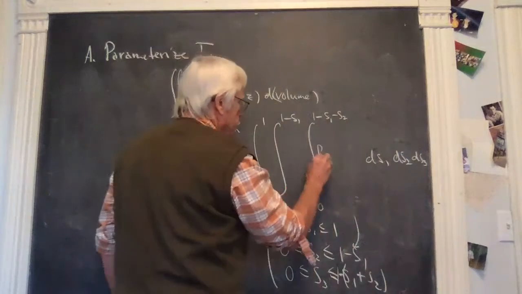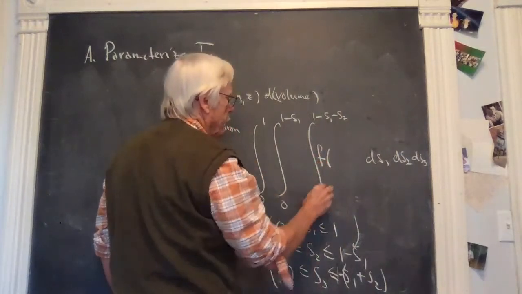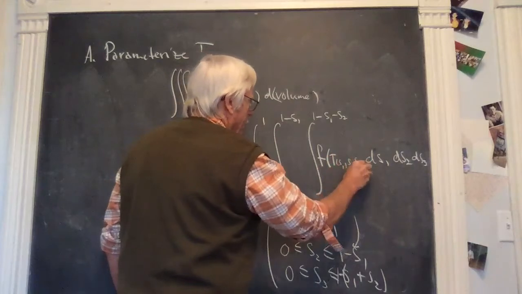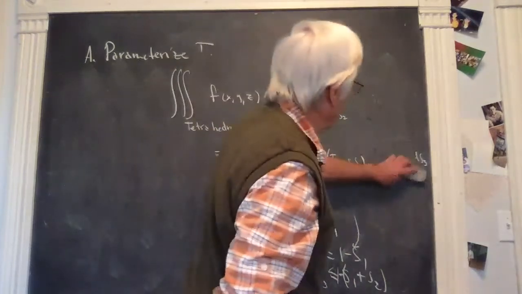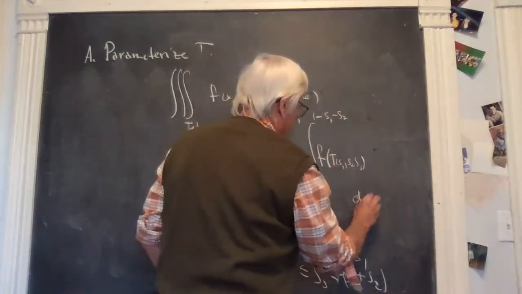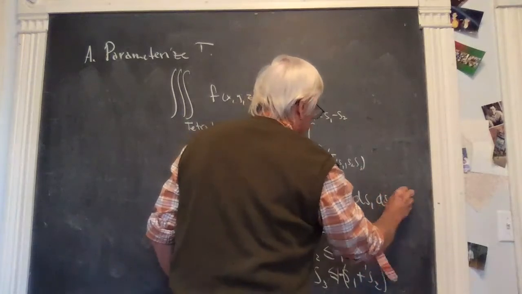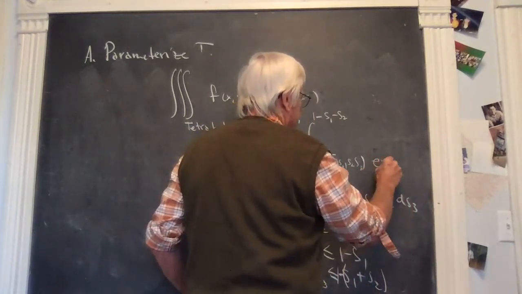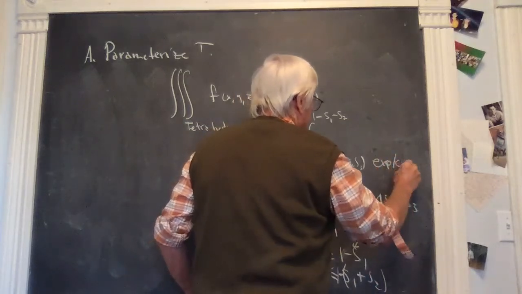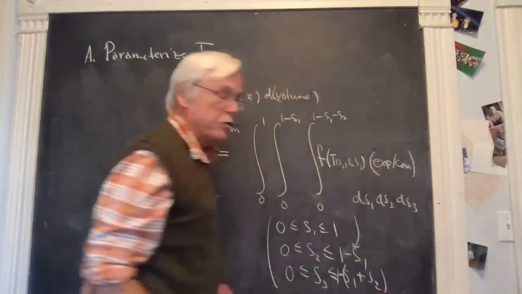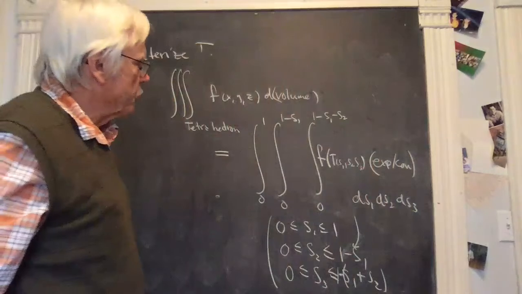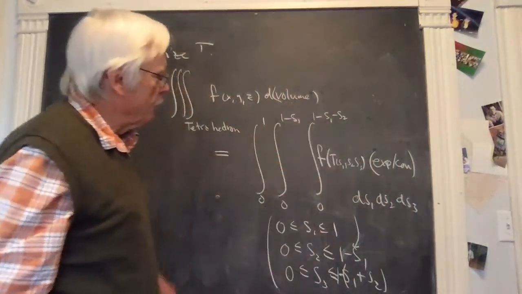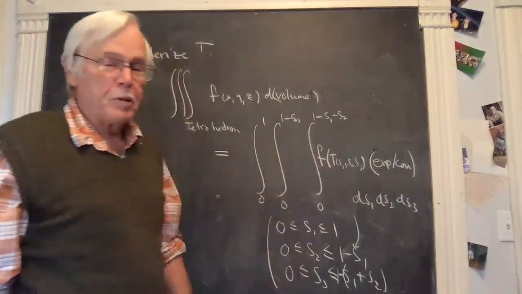And then you take your function and you evaluate it at t of S1, S2, S3. I didn't leave room here, but some room needs to be left. And then there's the expansion contraction factor, which in this case is a constant. It's just a number. So every integral of every function of 3 variables over a tetrahedron can be done like this.